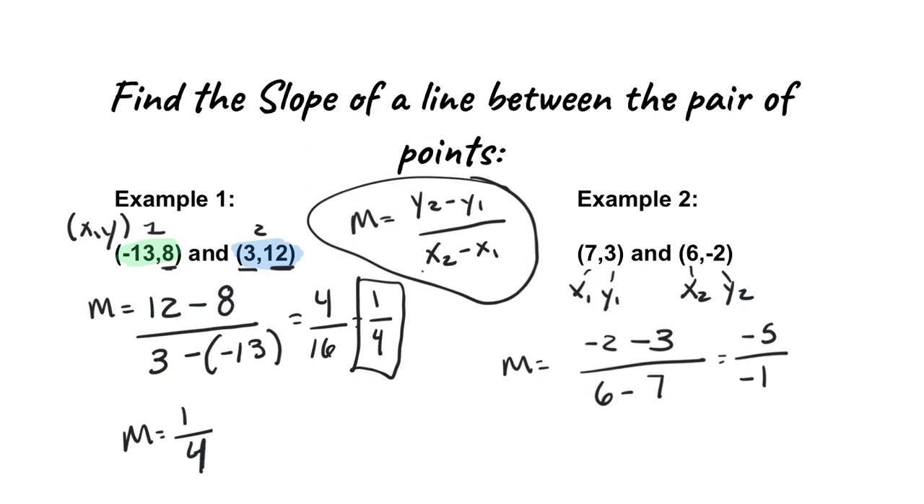So now I have a negative sign on both the numerator and the denominator. Well, guess what? A negative divided by a negative is going to be a positive. 5 over 1 is just 5. So my slope is 5.